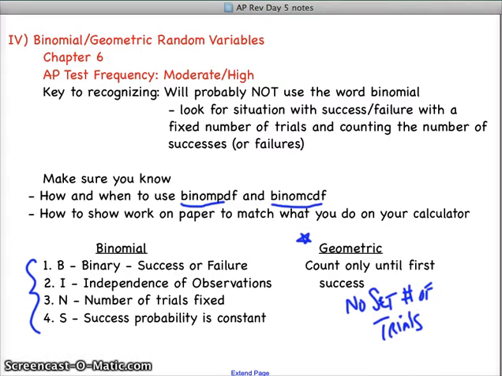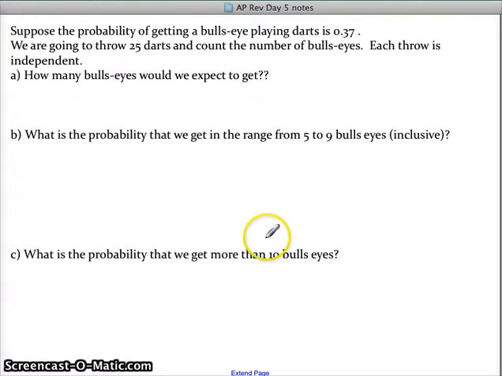Okay, so we're going to do a binomial example. Suppose the probability of getting a bullseye playing darts is 0.37. We're going to throw the darts. We're going to do 25 throws, and we're going to count the number of bullseyes. Each throw is independent. So a success is getting a bullseye, a fail is not. We have a set number, 25, and we have a probability of success, 0.37. So it's binomial.